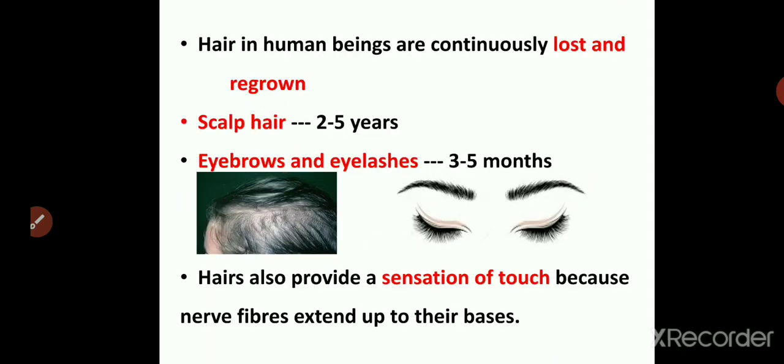Then coming to the further part, that is the types of hair present on a body and in which regions we have the hair. The hair in human beings are continuously lost and regrown. The scalp hair are lost every 2 to 5 years. The eyebrows and eyelashes, every 3 to 5 months, lose the hair and new hair continuously keeps growing. The hair also provides a sensation of touch. Why? Because the bulb is provided with nerves.